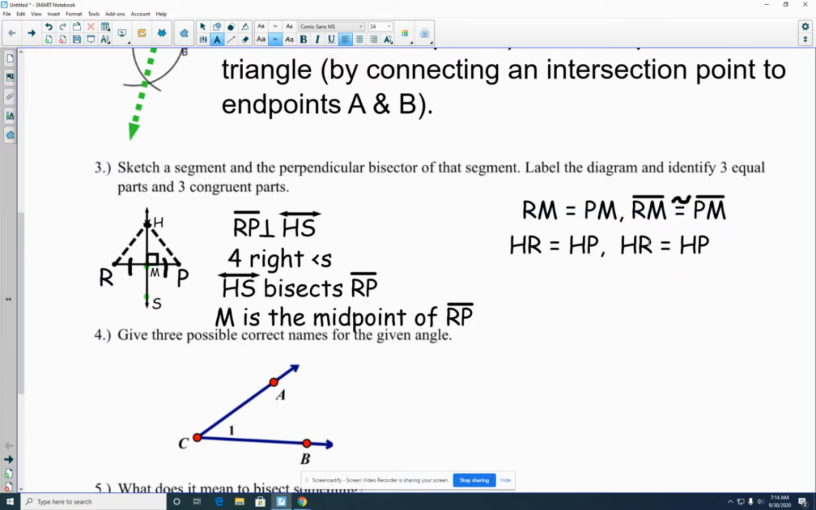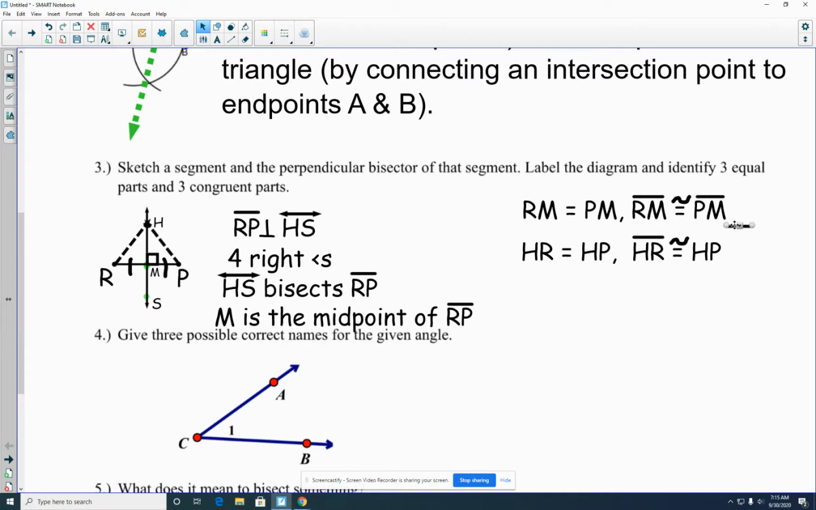And then with my congruence, I actually need to show congruence by putting this little symbol on top. And HR and HP are both segments, so they need the bar on top. Okay, now the final piece of what's equal are these right angles right here. So I'm going to use 3 letters to name the angles that are equal, and I'm just going to pick 2 to compare. So I'm going to say angle PMH is equal or congruent to angle RMH.